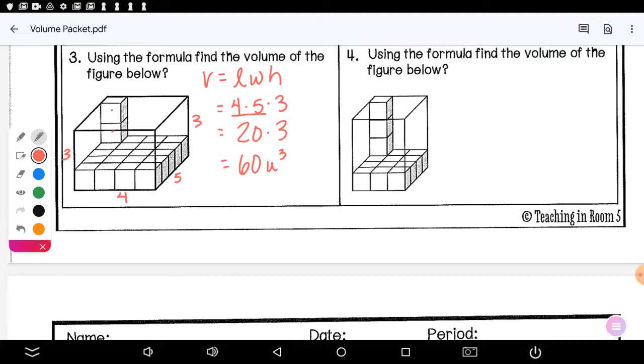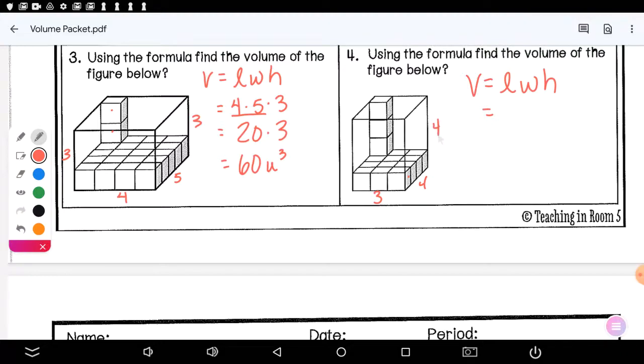Next one, rewrite, substitute, solve. Ethan, what is my length? 3. Jake, if 3 is my length, what is my width? Oh, I wrote this on the wrong question. If 3 is my length, what is my width? 4. Okay, so length is 3, width is 4. What is my height, Ellie? 4. I'm going to label mine over here.